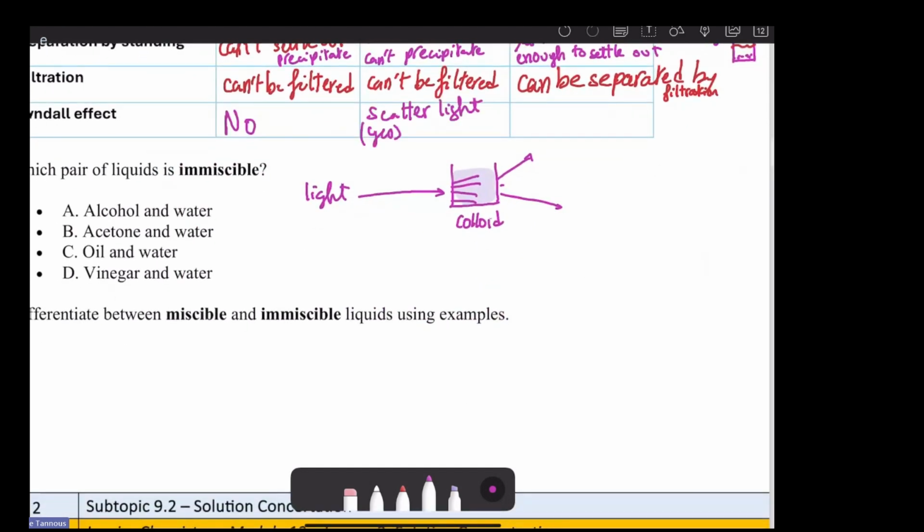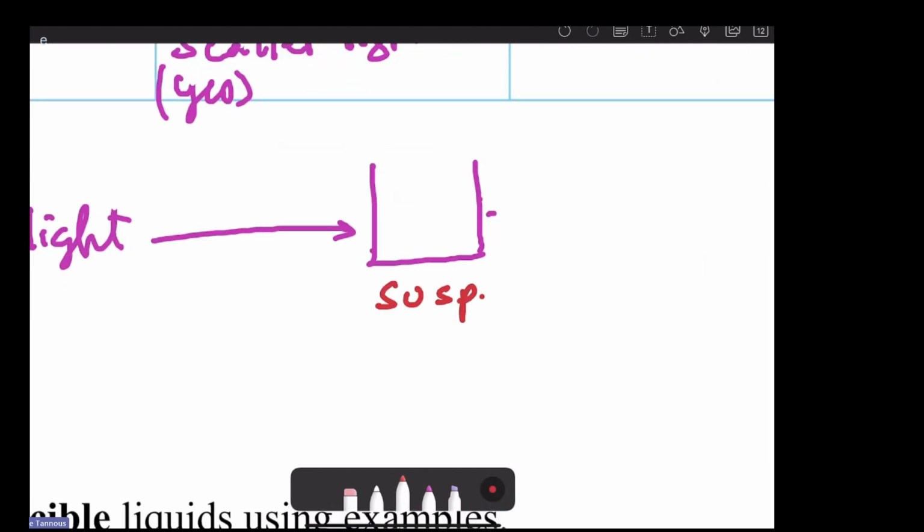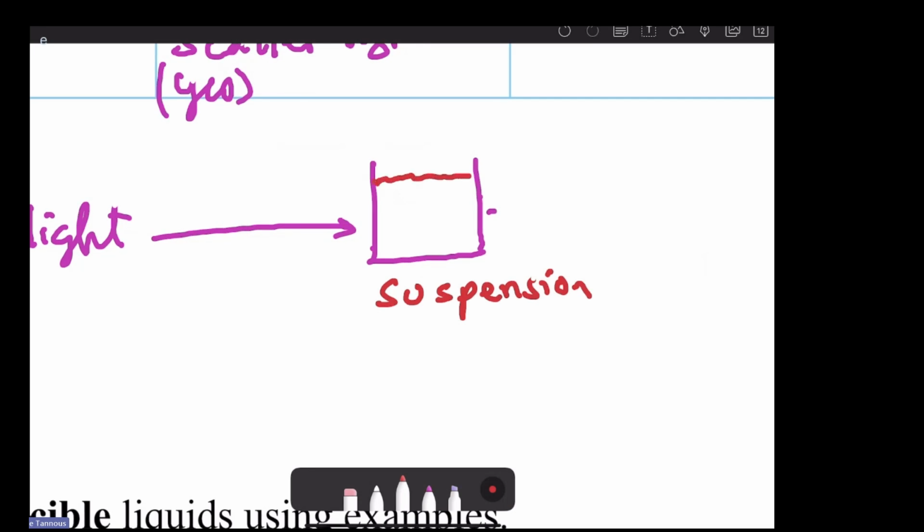Now, the suspension. If I have a suspension, how does it happen when I show the light? If the suspension was left to settle, it means the particles of the solid making up the mixture are settled at the bottom. So when the light passes, it will pass clearly because it's going through the water, above the solid particles that are settled out.